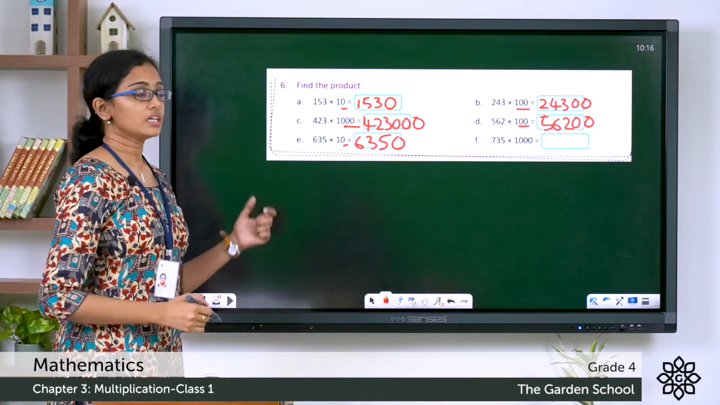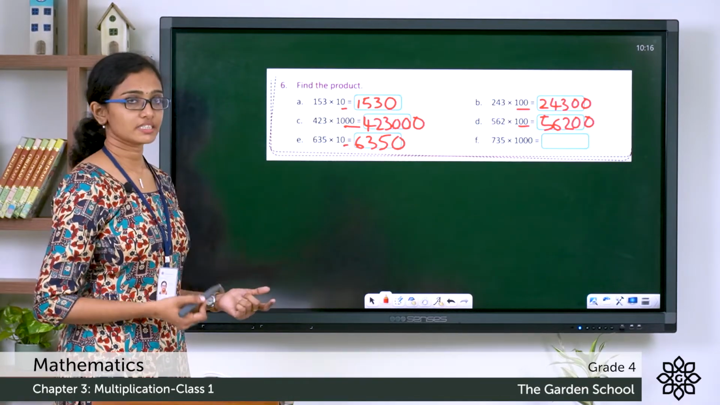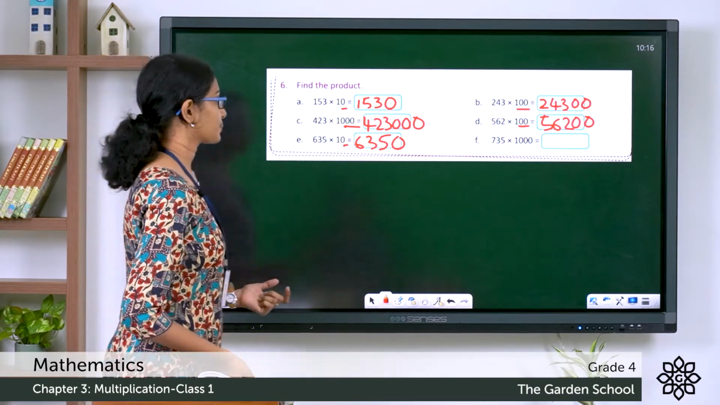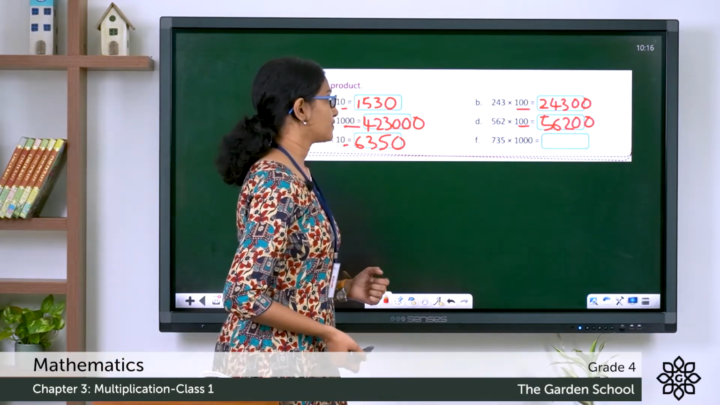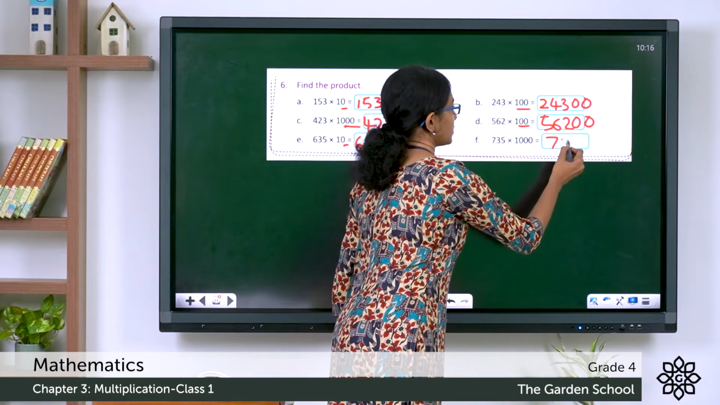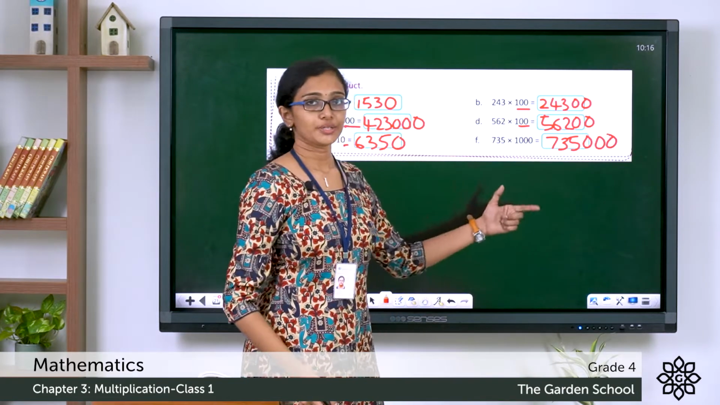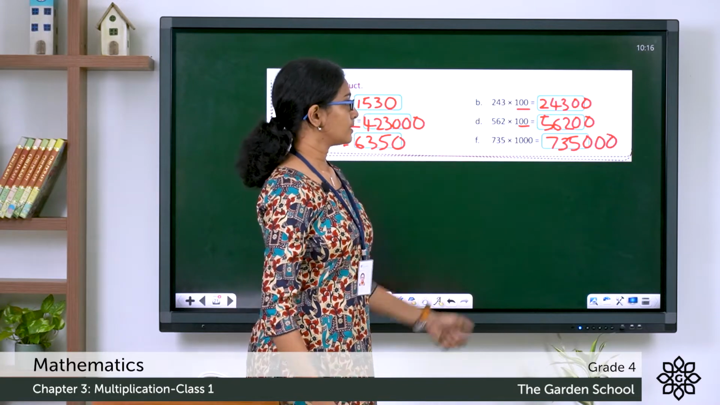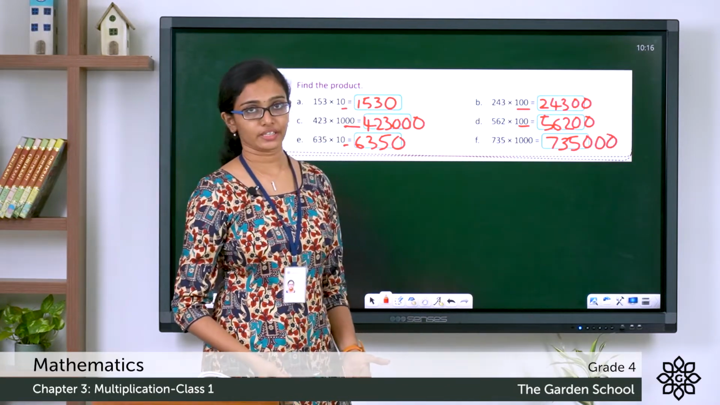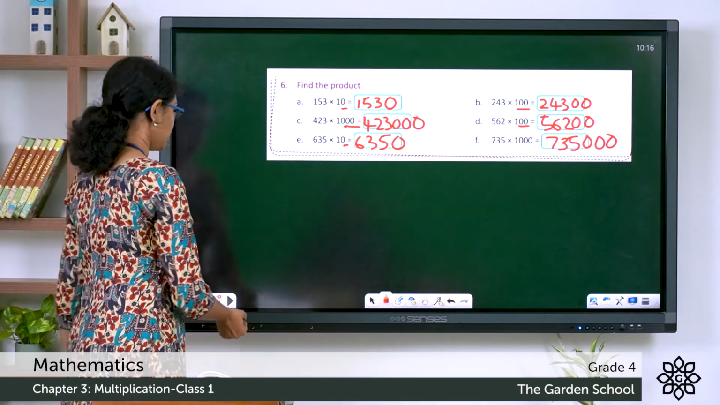So, it is 635 into 10 is 6350. Now, question F. 735 into 1000. You add 3 zeros to the right of the given number. So that makes this one 7,35,000. So I hope this is clear to you.